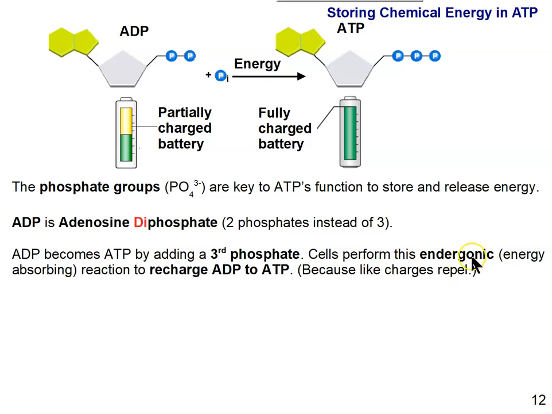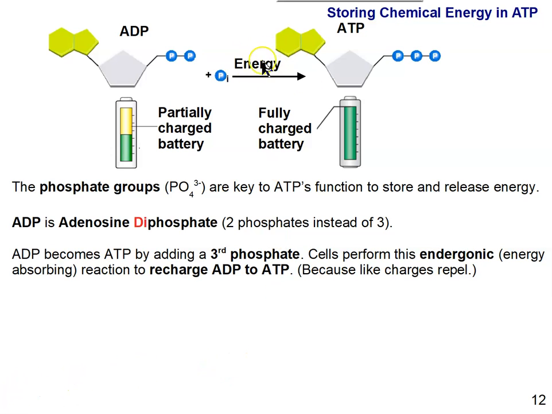And it's an endergonic reaction. Hopefully you recall, because we went over endergonic reactions back when we were looking at reactions and enzyme catalyzed reactions. So energy's going into this reaction. That's what makes it endergonic. Endergonic reactions require energy, absorb energy, whereas the opposite, exergonic reactions, release energy. So this is endergonic. Energy has to go in order to add that third phosphate onto ADP.